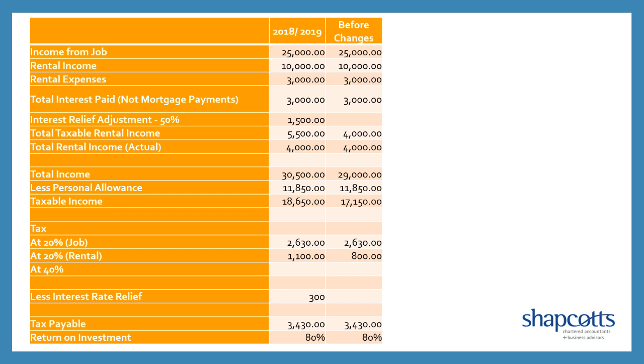So our example for our basic rate taxpayer, I've used pretty much the average income for the UK at the 25,000 income mark.